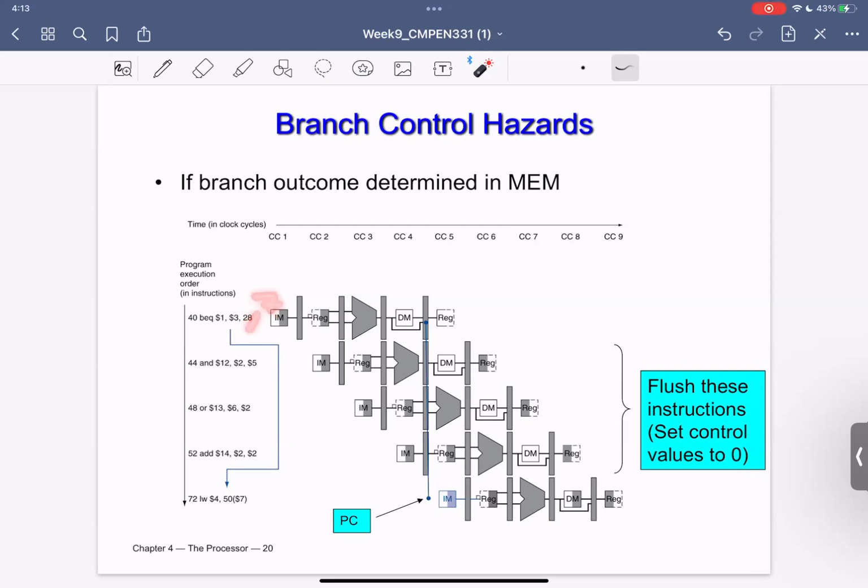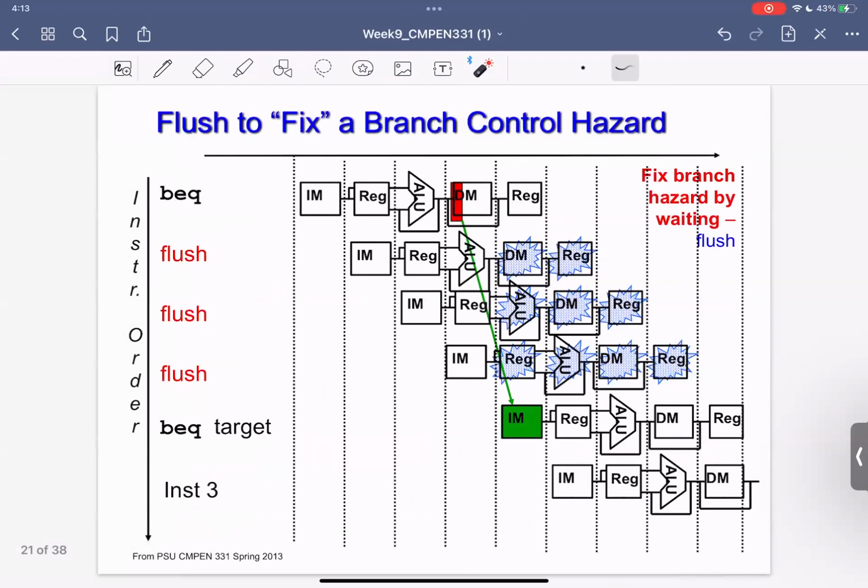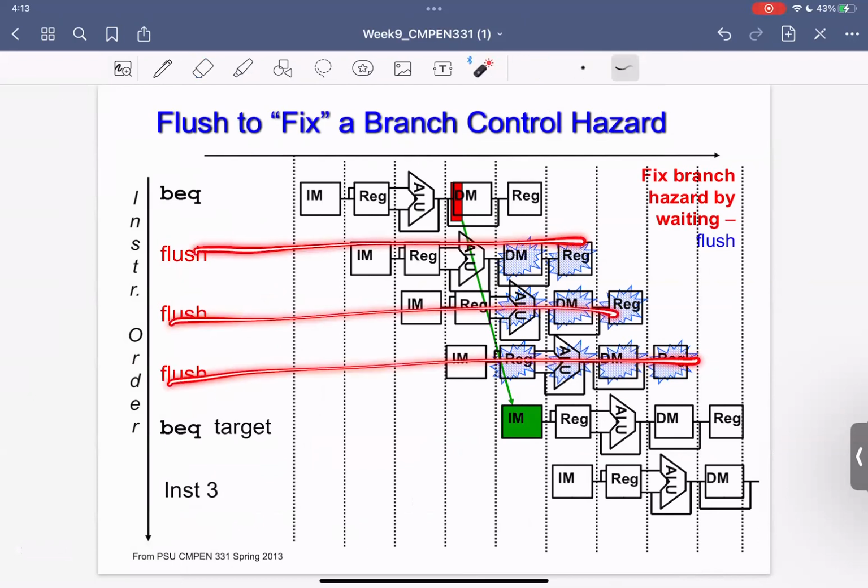But this has to be 7 in this particular case. So again, as we mentioned with the branch equal, we have to flush, and only with this particular clock cycle will I be able to fetch the correct instruction. And if I am able to fetch the correct instruction here, then that would be the correct situation. I either go to the branch equal target, or I just go to the next instruction to be executed.